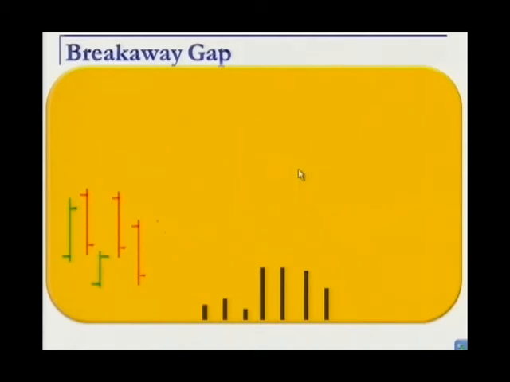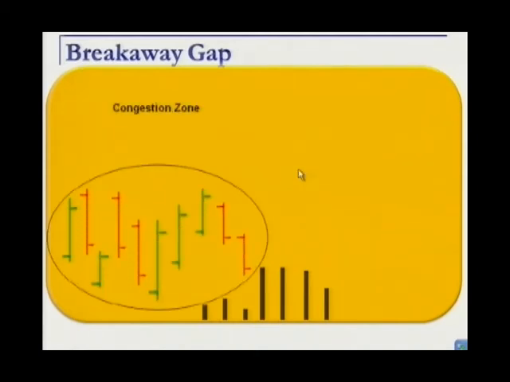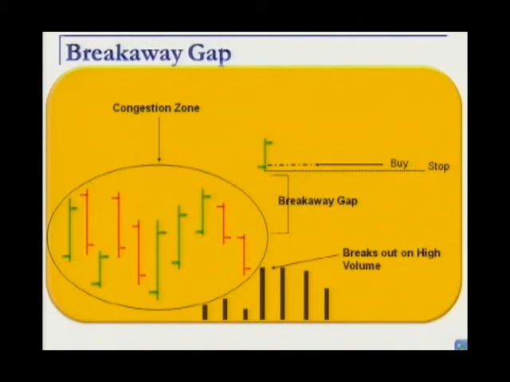Simple breakaway gap. There's your consolidation building on the left there. As we focus on that consolidation, here's our congestion or consolidation zone. Then the next day it just gaps up. We would literally buy on the open. And there's our gap. Our stop would be at the low. And we would be running that and trailing it up as the stock moves up.